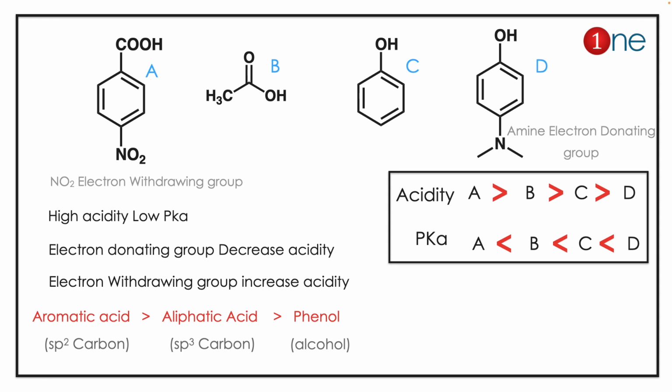So C will be higher, and D will be lesser due to the amine group, which is an electron donating group. So acidity will be A, B, C, D. The pKa will be the reverse of it. The concept you have to learn here is that electron donating groups decrease the acidity, and electron withdrawing groups increase the acidity.